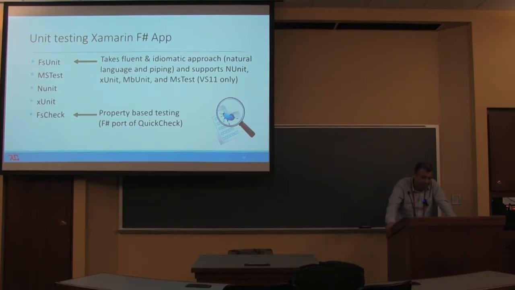Then you have more sophisticated NUnit and XUnit. And then there is FsCheck, which is basically Haskell's QuickCheck ported to F#. I know there was a talk on property-based testing, so you do have that facility in F#. I don't really think it's as sophisticated as QuickCheck, but it still does a pretty good job.